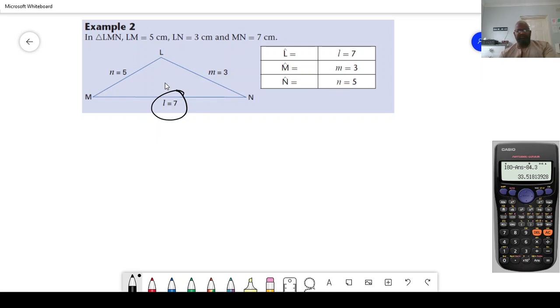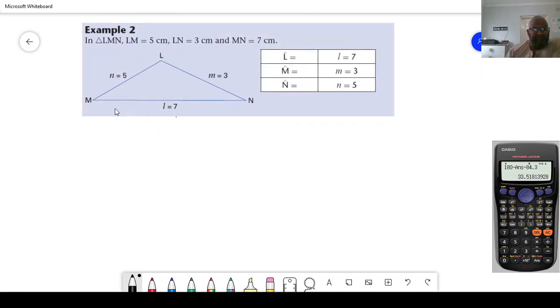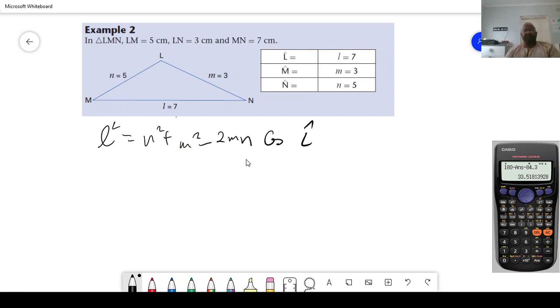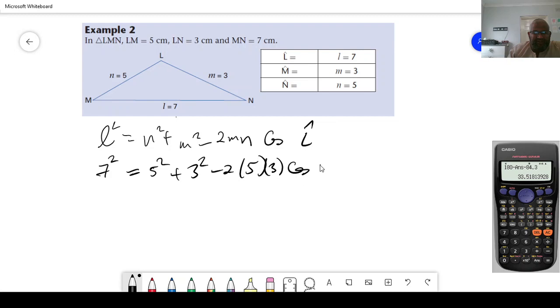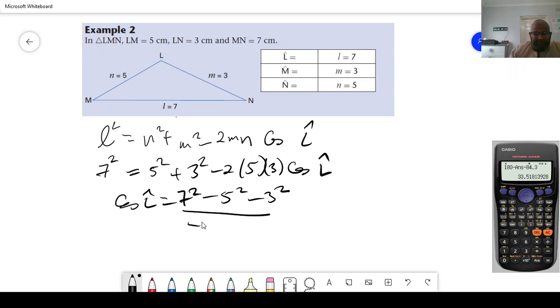Okay, so it's going to be L squared is equal to N squared plus M squared minus 2mn cos of angle L. Okay, so I'm going to work out angle L first. So lowercase l is 7, so 7 squared is equal to 5 squared plus 3 squared minus 2 times 5 times 3 cos of angle L. Okay, so for cos of angle L, I'm going to say 7 squared minus 5 squared minus 3 squared. So I'm left with this only, so I divide by negative 2 times 5 times 3.